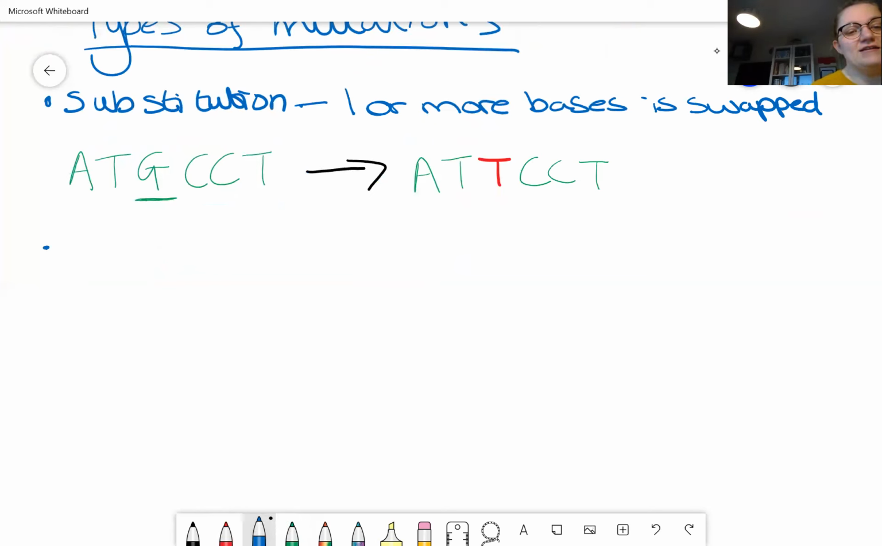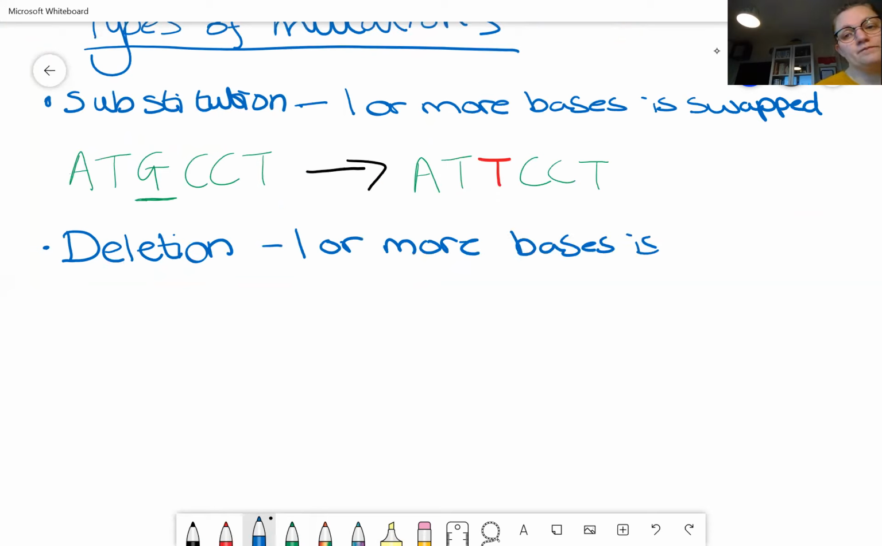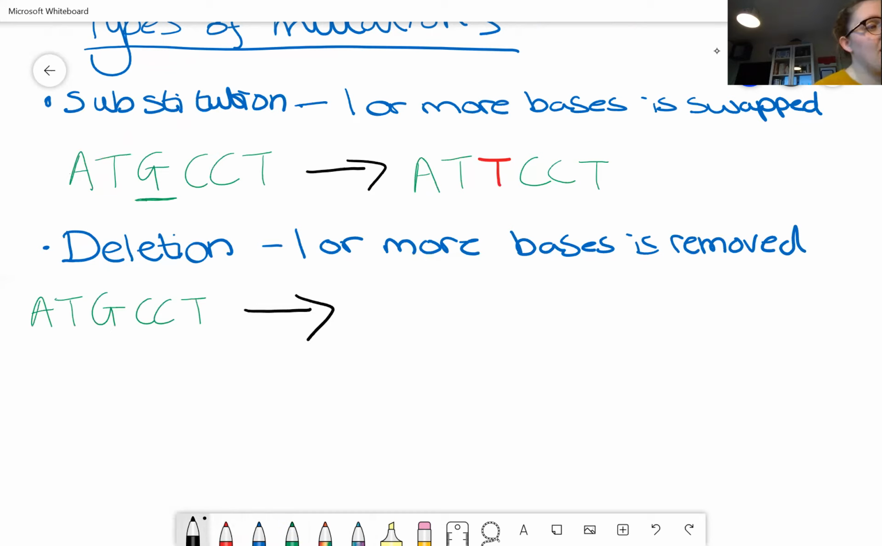We can have a deletion. This is when one or more, so it doesn't just have to be one, one or more bases is removed. So then in that instance, we could have A, T, G, C, C, T. And then in that instance, that will become A, T, C, C, T. So we've got that G missing completely.